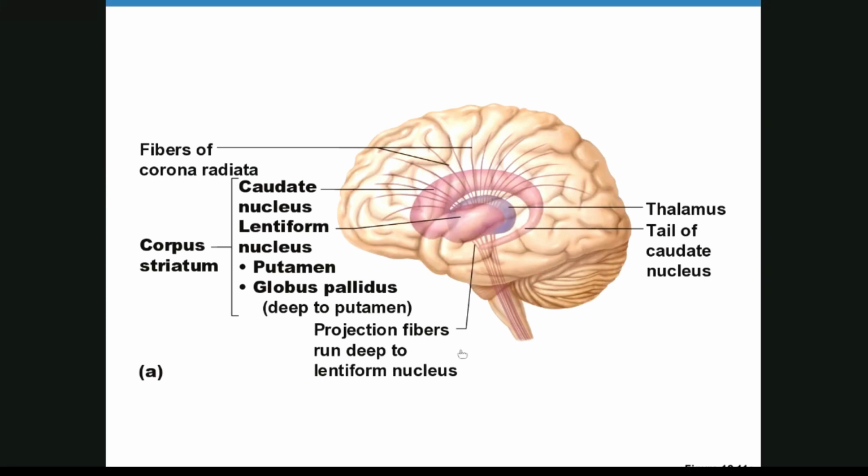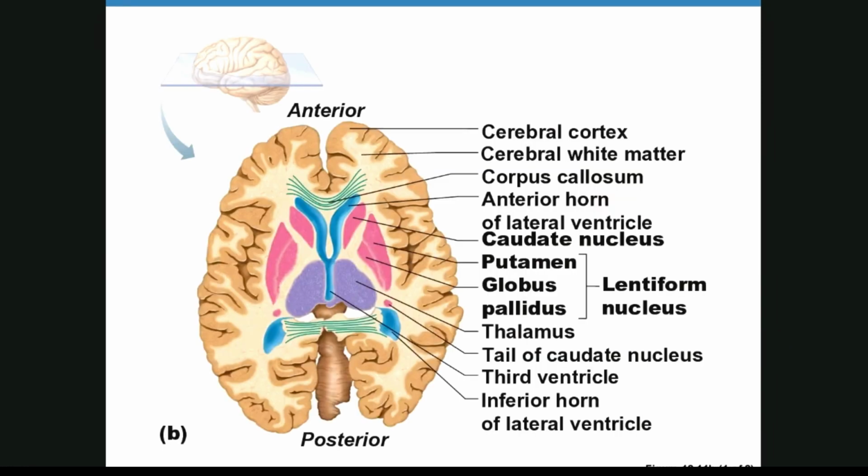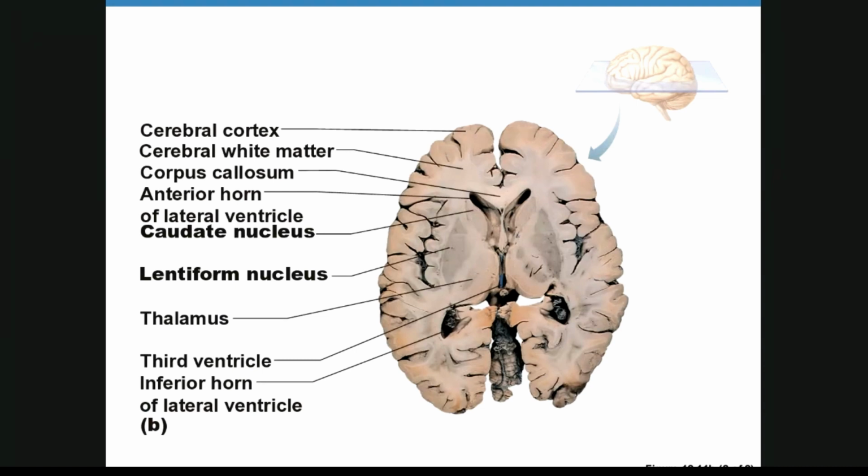And this is showing a whole bunch of them. Caudate nucleus, lentiform nucleus, putamen, globus pallidus, thalamus is very important, corpus striatum. And this is showing from a different angle the same things, and in an actual brain.